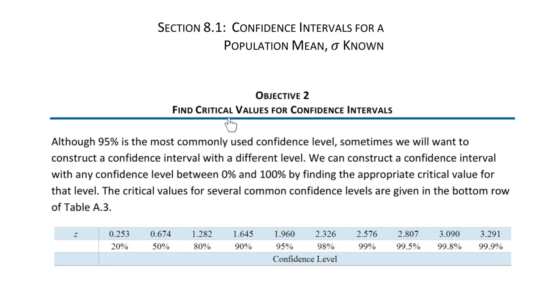Objective 2. Find the critical values for the confidence interval. In the previous example, the confidence level was 95% and we found the corresponding critical value as 1.96. 95% is the most commonly used confidence level, but sometimes we want to construct a confidence interval with a different level. So these are critical values for the most commonly used confidence levels.